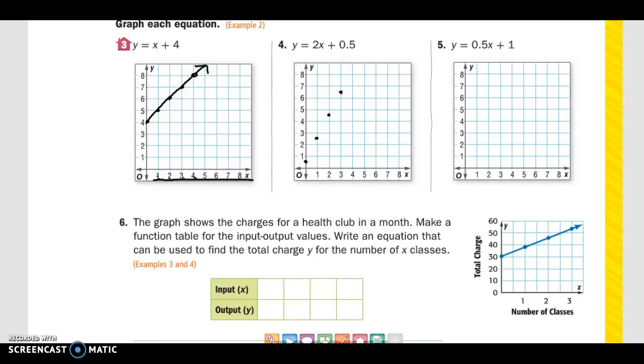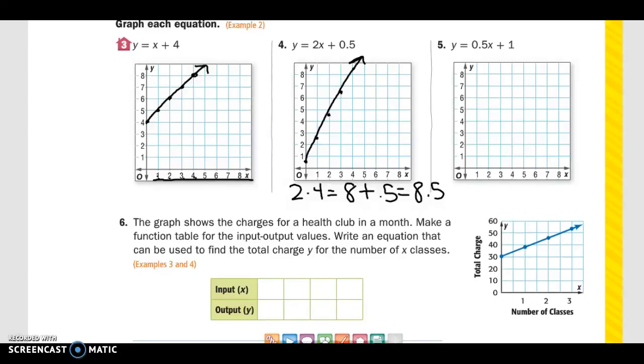And then we're going to get a 4. 2 times 4 equals 8. And 8 plus 0.5 equals 8.5. So I'm at 4, I jump up to 8.5. I connect my line as straight as I can, and that is what your line should look like.